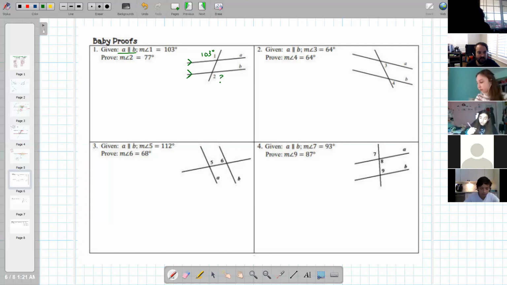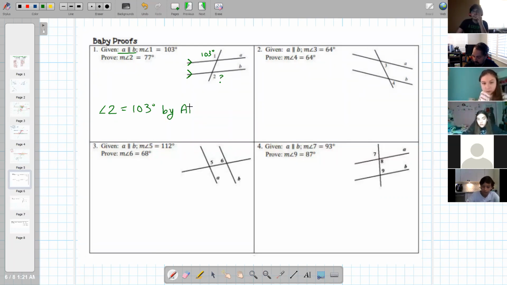Any thoughts, Caleb? Remember, you have AEA. AEA, it's an alternate exterior angle. So I can immediately say angle 2 is equal to 103 degrees. And how do we know that? By alternate exterior angles. Is this statement in the proof box correct here?